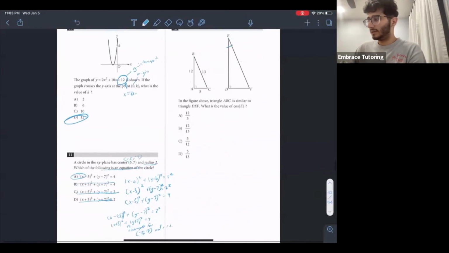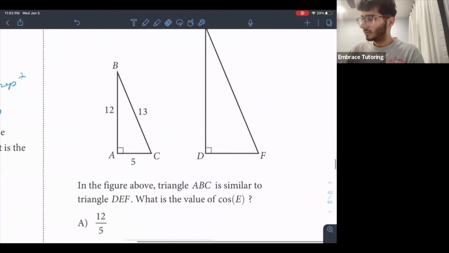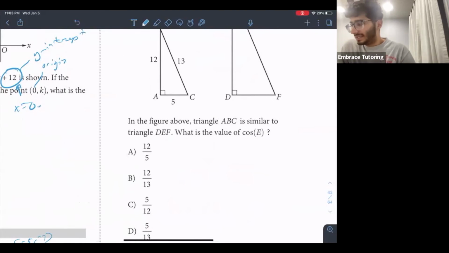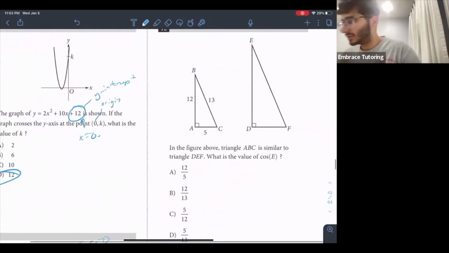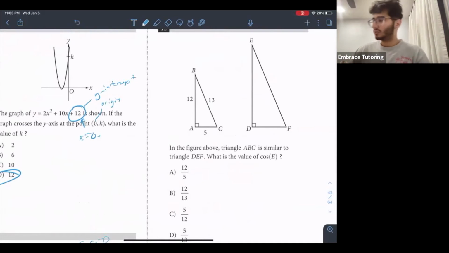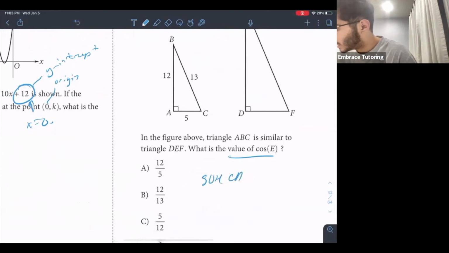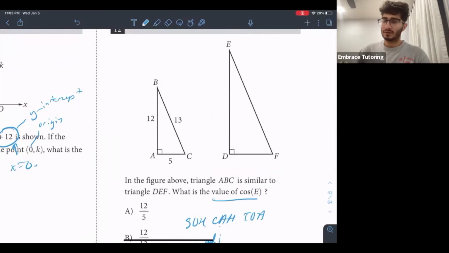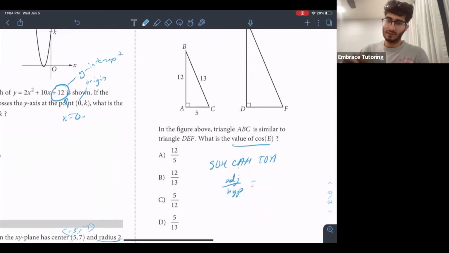Okay, next question. Question 12. In the figure, triangle ABC is similar to triangle DEF. What is the value of cosine E? In similar triangles, they have similar ratios, but at the end of the day, they're looking for the value of cosine of E. You know SOHCAHTOA. Cosine is adjacent over hypotenuse, and since we don't know the values of triangle DEF, you can just use the sides for ABC because they're similar, so it doesn't really matter, because they would simplify anyway.